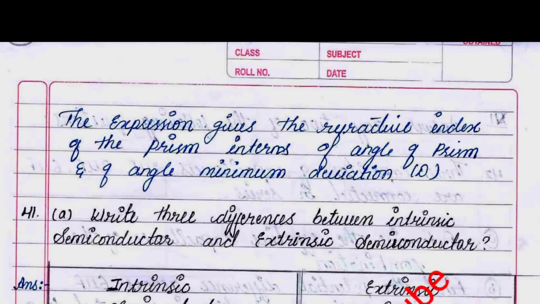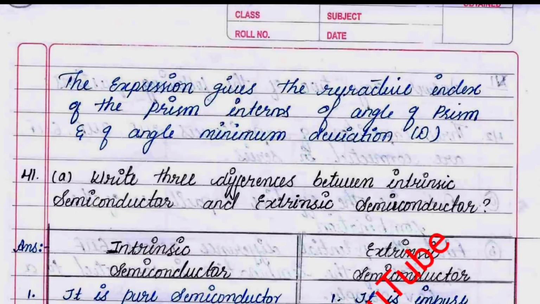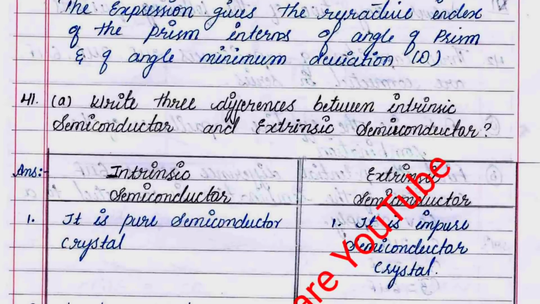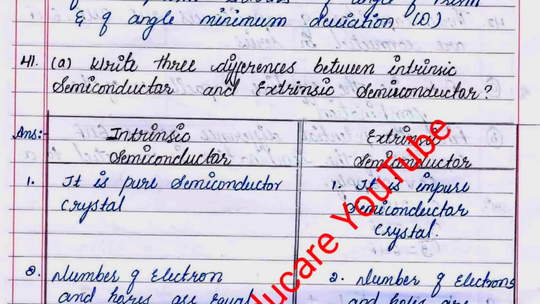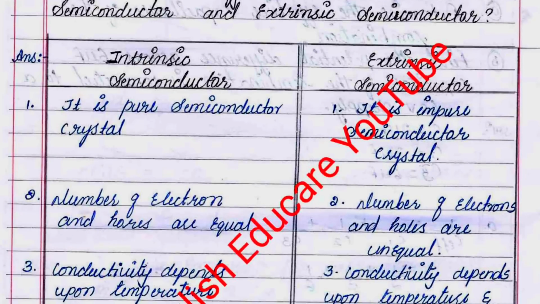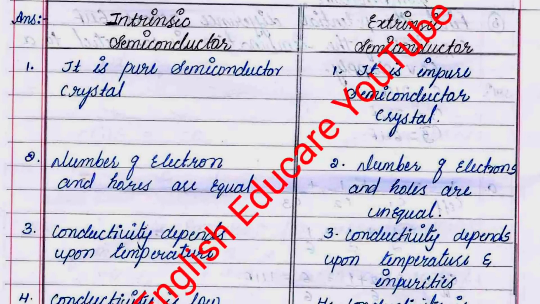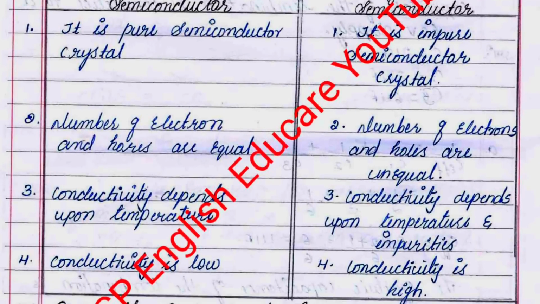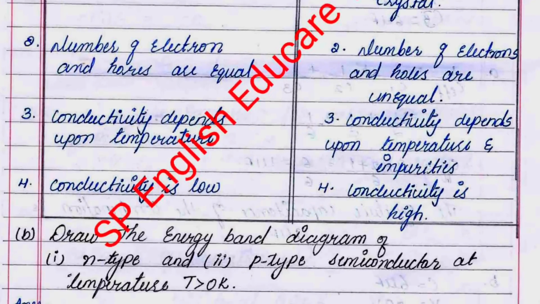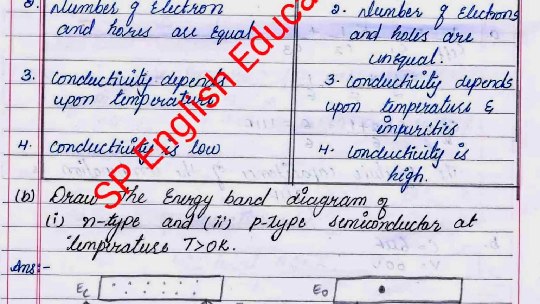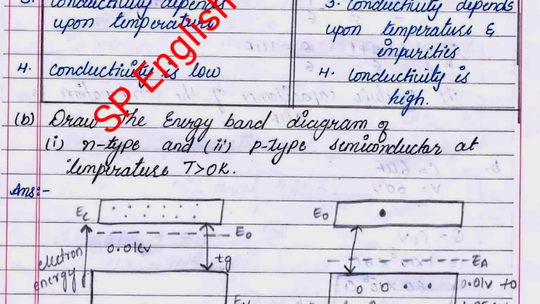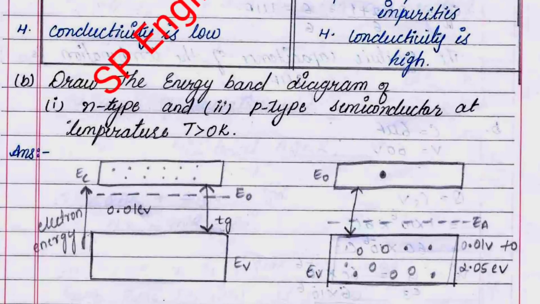41A. Write three differences between intrinsic semiconductor and extrinsic semiconductor, and the answer is below. B. Draw the energy band diagram of first N-type and second P-type semiconductor at temperature T greater than 0 K, and the answer is below.